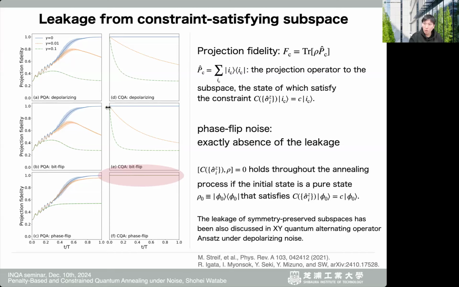So the projection fidelity is unity. And then if there is noise, such as depolarizing or bit flip noise, the projection fidelity decreases, which means it shows leakage from the constraint subspace. However, interestingly, in the phase flip case, it shows exactly the absence of leakage. This is because the constraint and the density operator obtained from the Lindblad master equation with phase flip noise commute with each other throughout the annealing process. So this can be analytically shown, if the initial state is a pure state that satisfies the constraint.